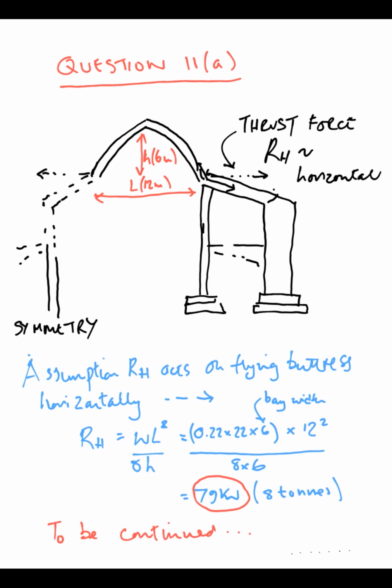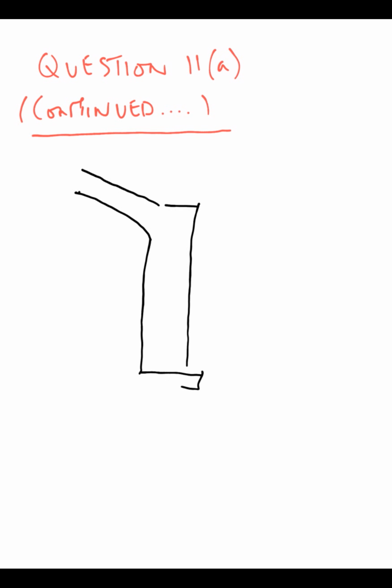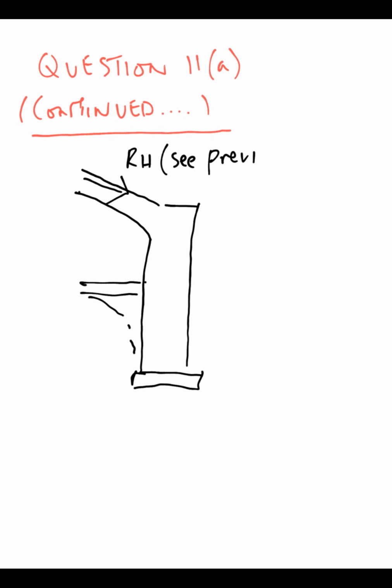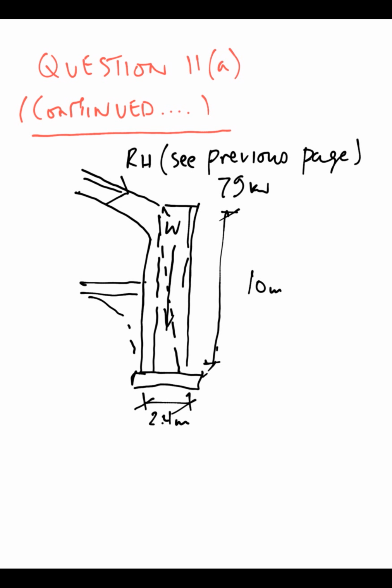So we go now to check to see whether the buttress is sufficient to restrain the thrust. Question 11a continued. We draw out the buttress. Put RH from the previous page, which was 79 kilonewtons, and height of 10 metres, depth of 2.4 and width of 2 metres.